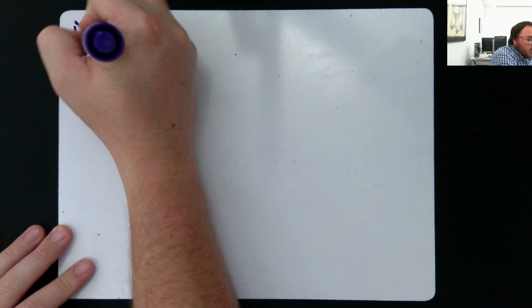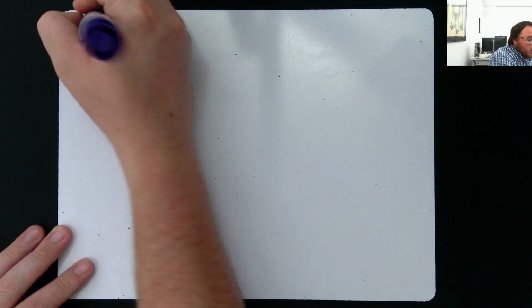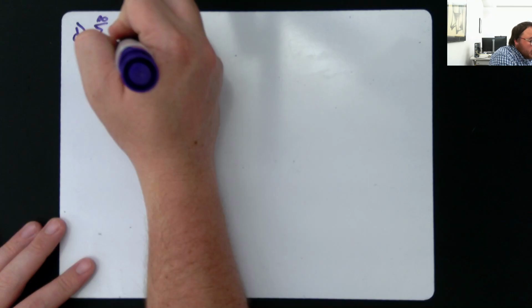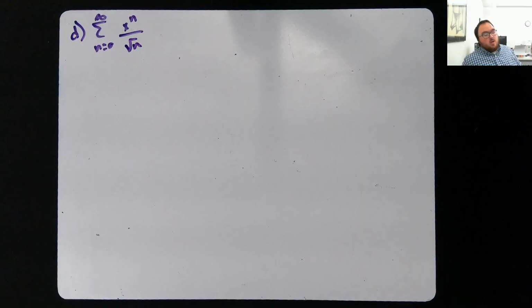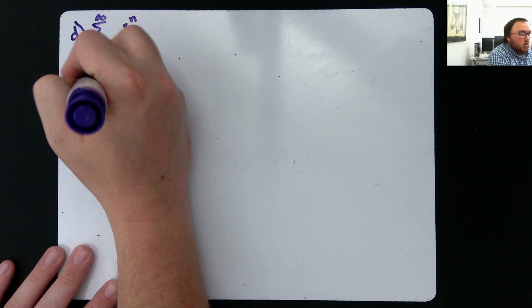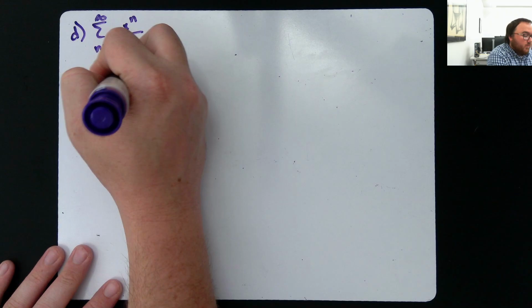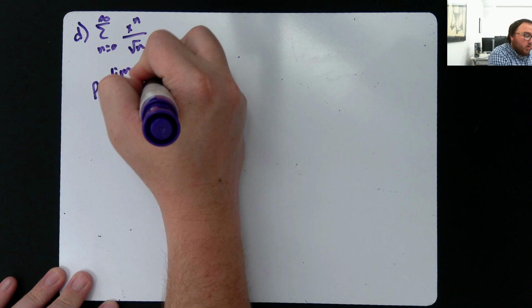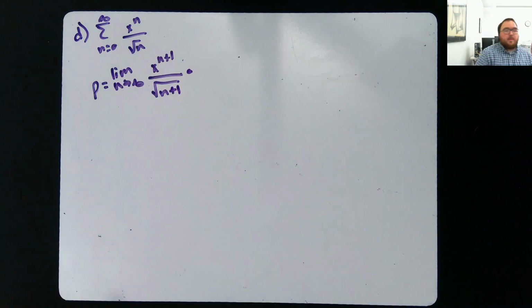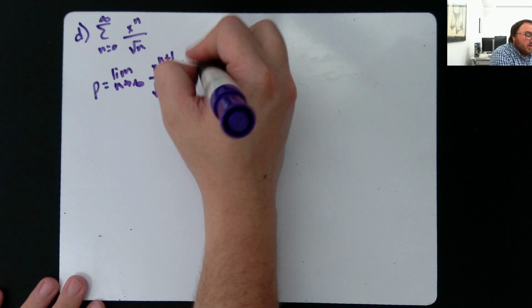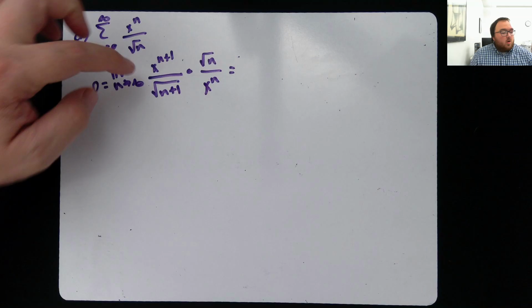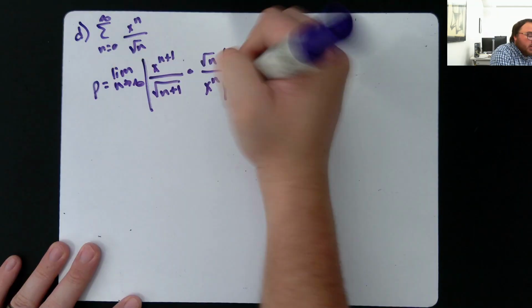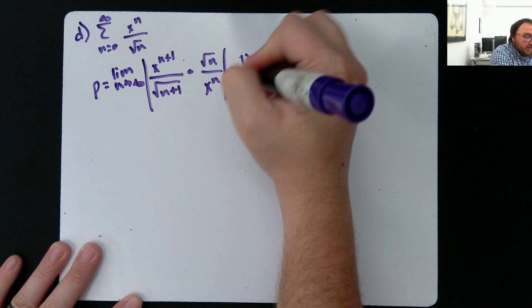The sum from n equals 0 to infinity of x to the n over the square root of n. Once again, got some weirdness, so let's go ahead and use the ratio test. Rho is equal to the limit as n goes to infinity. Plug in n plus 1, which gives us x to the n plus 1 over the square root of n plus 1, times, then flip it, the square root of n over x to the n. Remember to do the absolute value of this. I should have been writing that on all of these, and that's my bad.